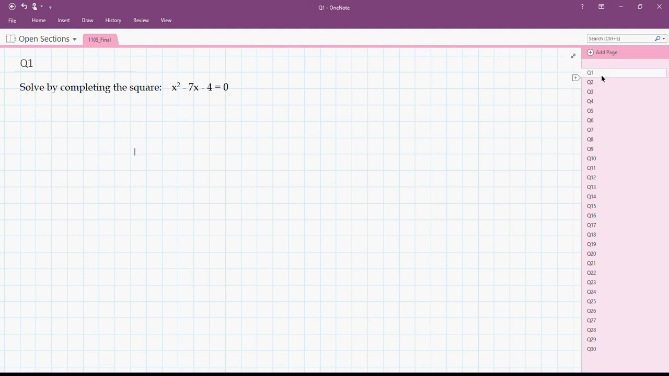Solve by completing the square. Okay. So whenever you're doing completing the square, what you want to do is accumulate your x's and x squareds on one side and all your numbers on the other. So in this case, I'm going to take the negative 4 and move it to the other side. So that leaves me with x squared minus 7x is equal to 4.